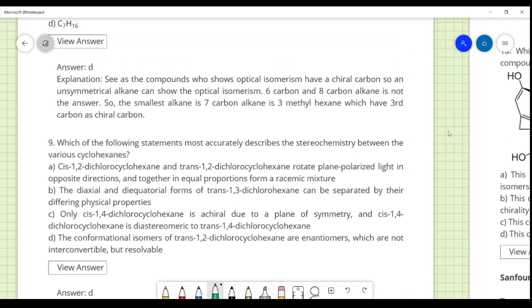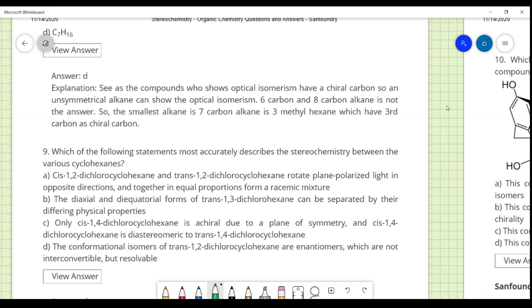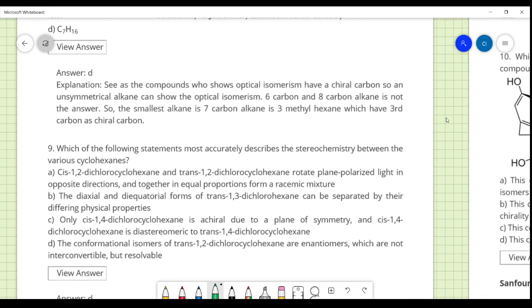The next question is question number 9. Which of the following statements most accurately describes the stereochemistry of the various cyclohexanes? Cyclohexane means what should come to your mind is like this, and like this. Three types. Cis 1,2 dihexane and trans 1,2 dihexane rotate plane polarized light in opposite directions and either in equal proportion or as a racemic mixture. Okay. Cis and trans cannot rotate, they are geometrical isomers. Okay, that is the wrong thing.